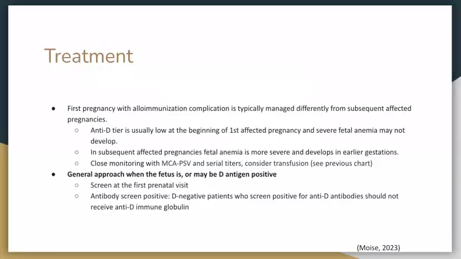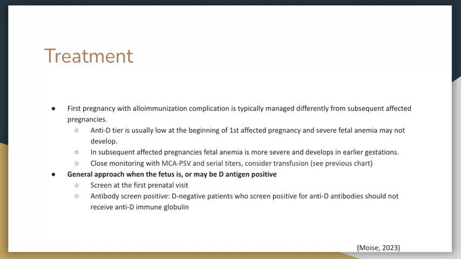Now, treatment. The first pregnancy with an alloimmunization complication is typically managed differently from subsequent affected pregnancies, as the anti-D titer is usually lower at the beginning of the first affected pregnancy and severe anemia might not develop. But in subsequent pregnancies, fetal anemia is more severe and develops in earlier gestation. So you'd want to do close monitoring with MCA-PSV and serial titers and consider transfusions.